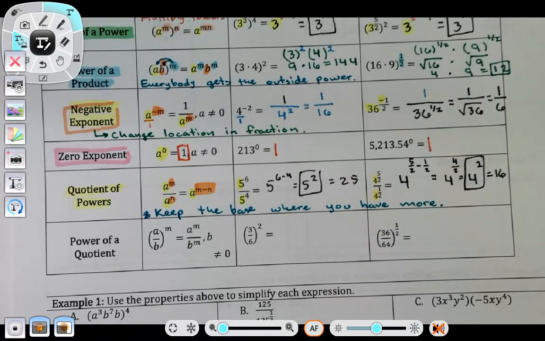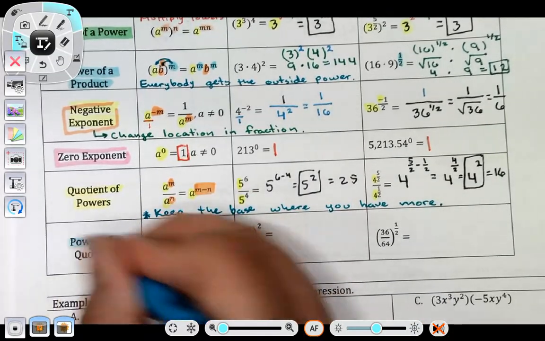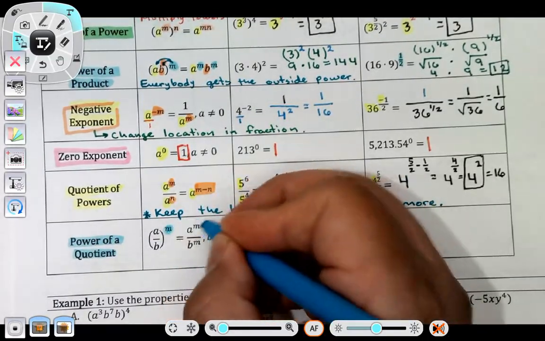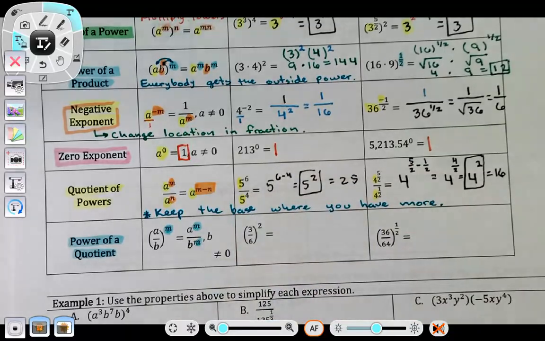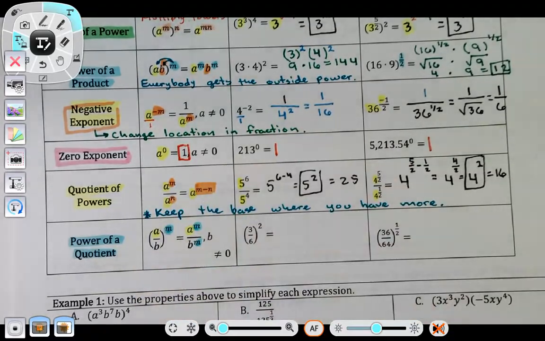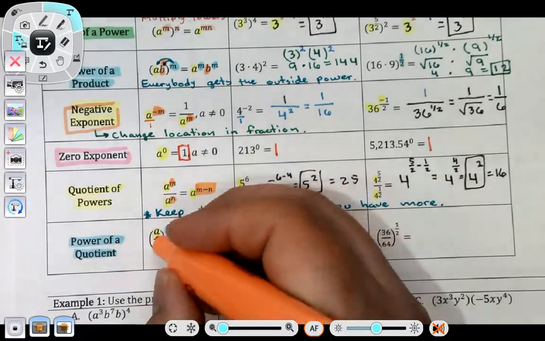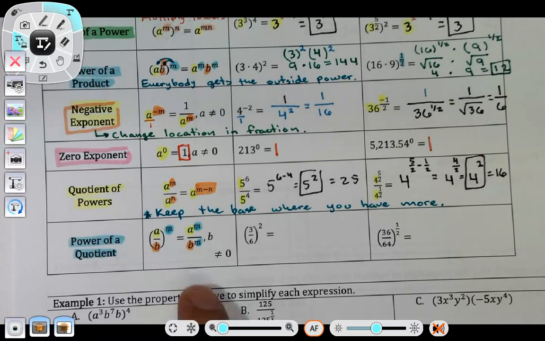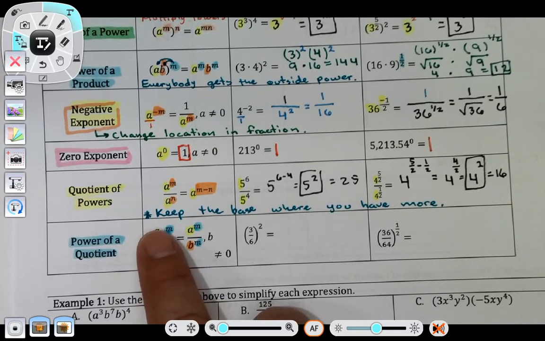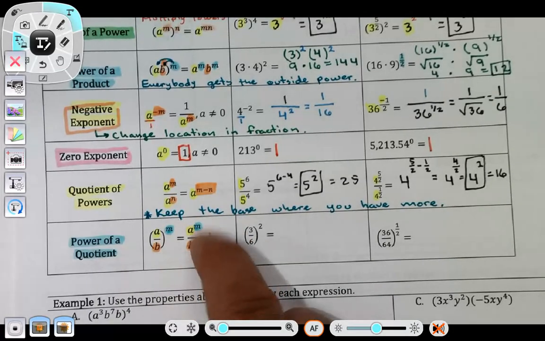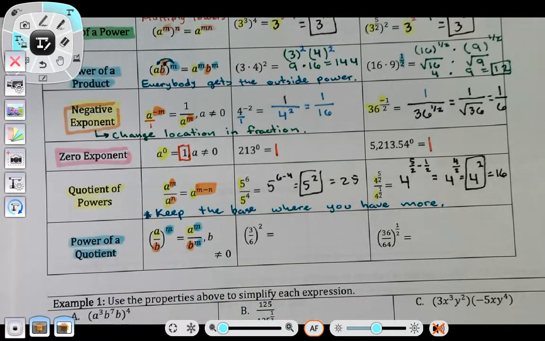Which brings us to the last one. The power of a quotient. Well, look, we only have one power. And yeah, I have two bases. I've got an A here. There it is. I've got a B on this one. There's another base. So it is very similar to the other rule. If you have two things inside and there's a power, then who gets it? They both do. Everybody gets the power.